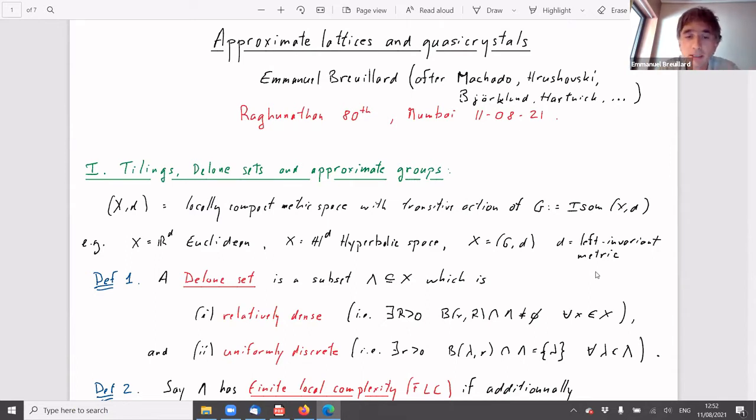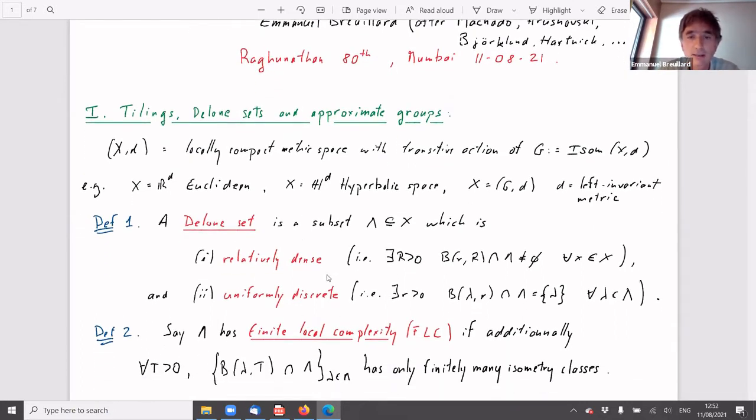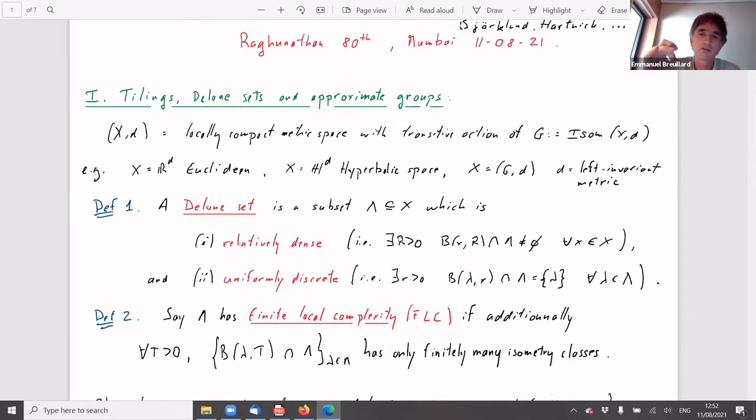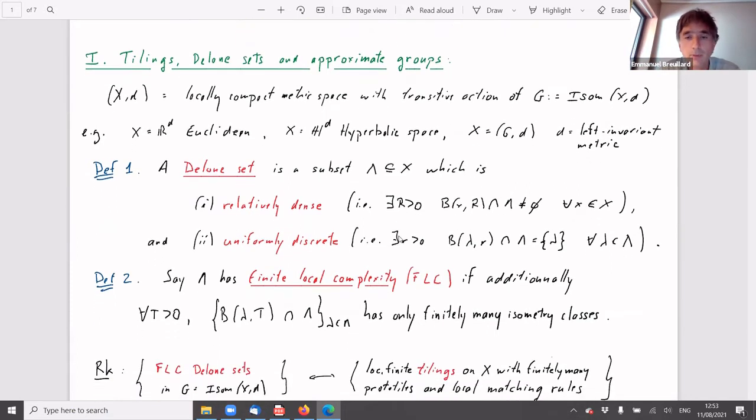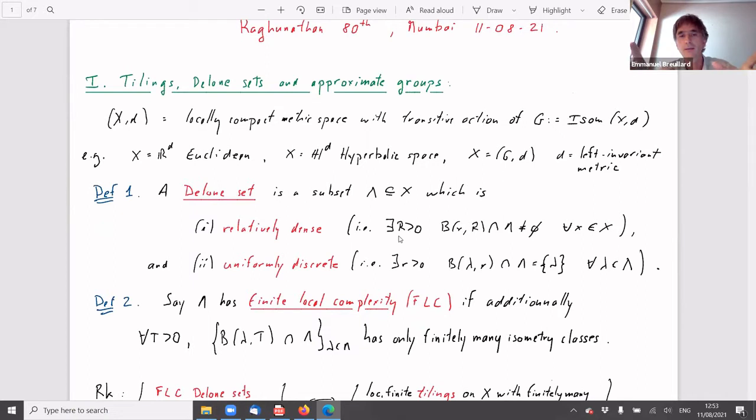And so a Delaunay set is basically just a discrete subset in it, which has two conditions. It's relatively dense. So every point in the space is at a bounded distance from a point in the set. And it's uniformly discrete. So this means that there is a fixed radius such that any ball of that radius contains at most one point from the set. So I'm going to give four definitions where I will define subclasses of Delaunay sets, so a hierarchy of more and more precise, constrained families of Delaunay sets.